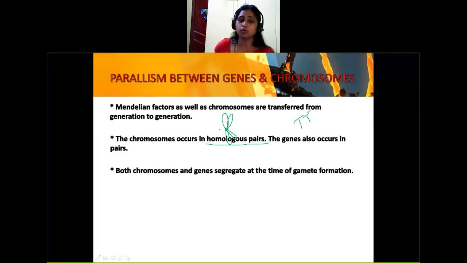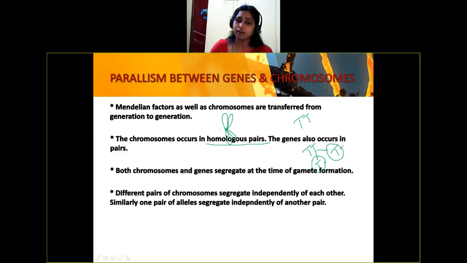Then next, both chromosomes and genes segregate at the time of gamete formation. Whether during mitotic cell division or meiotic cell division, whatever the cell division, they segregate. And this TT also, like a gamete, we pulled out, right? I'll write once again: capital T, like this. They segregate. Different pairs of chromosomes segregate independently of each other. Similarly, one pair of alleles segregates independently of another pair. That I've shown already.